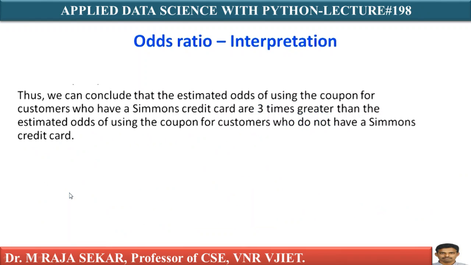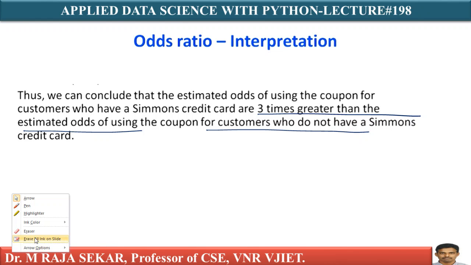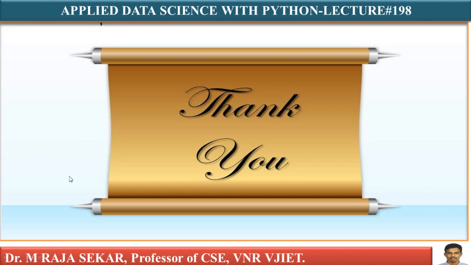Thus we can conclude that the estimated odds of using coupon for customers who have Siemens credit card are 3 times, that's important, 3 times greater than the estimated odds of using the coupon for customers who do not have Siemens credit card. I will continue my discussion on the same logistic regression in my next lecture also.